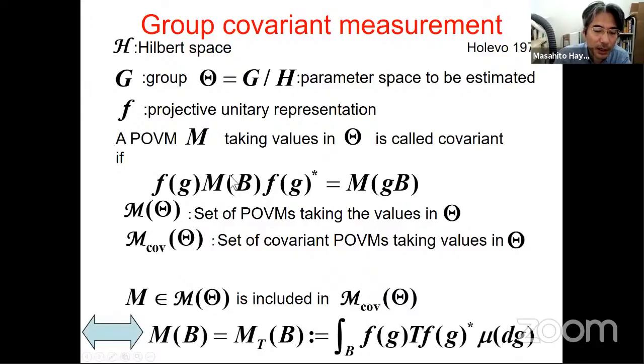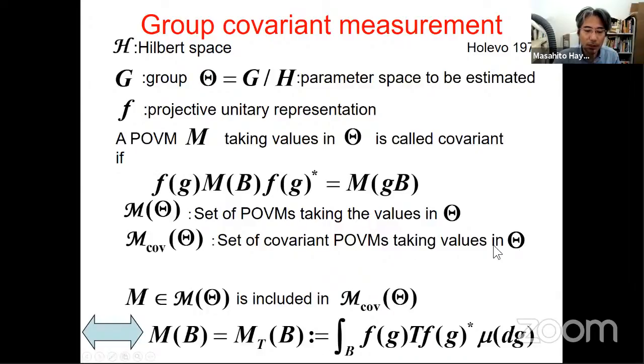So B is a set of outcomes. Then, depending on the set of outcomes, we have some positive operator. That positive operator has this group symmetry. And we consider the set of P of M taking values in theta. And this one is a subset. Subset means this subset is composed of the covariant P of M.